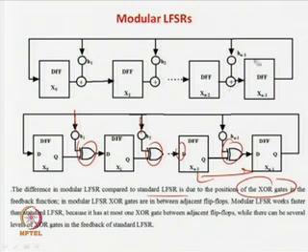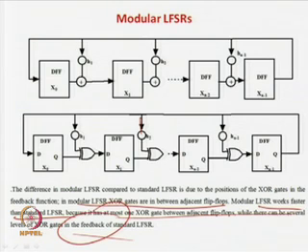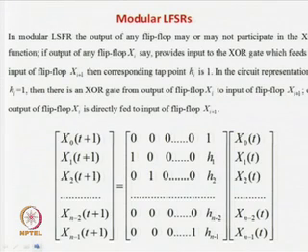In this case we have only one XOR gate at the input of each flip flop, so the delays are less. In modular LFSR, between an adjacent pair of flip flops there is only one XOR gate. So, these LFSRs work faster than standard LFSRs, because at most one XOR gate is between adjacent flip flops, while in the standard LFSR there can be a lot of gates in the feedback. That is why we are moving to modular LFSRs.